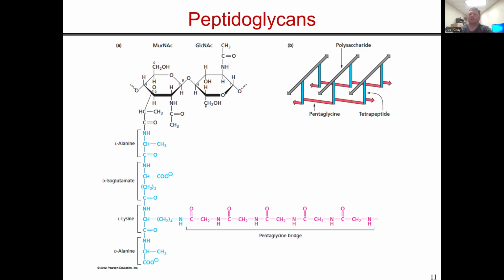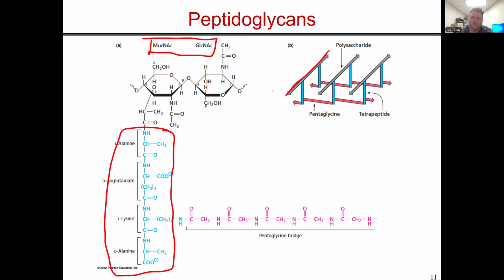You have this sugar network as well as this peptide. So here are your sugars, with repeating elements of this over and over and over again. Then this backbone right here consists of L-alanine, D-isoglutamate, L-lysine, and D-alanine.